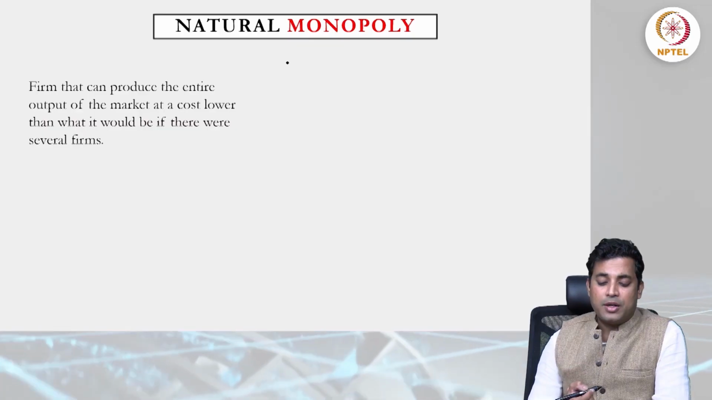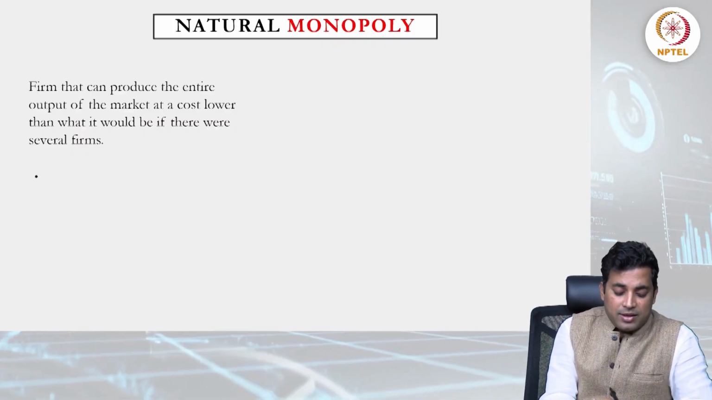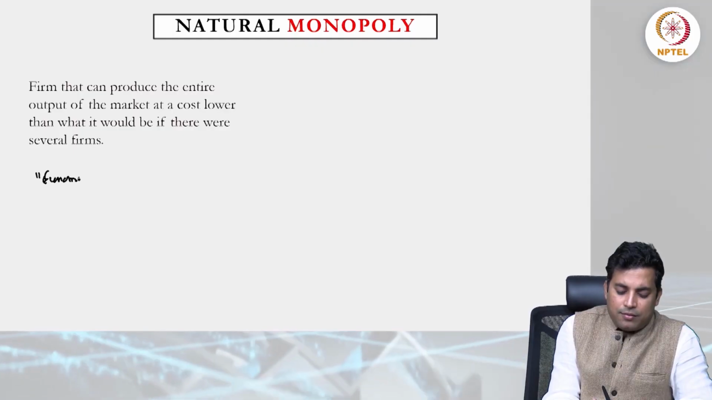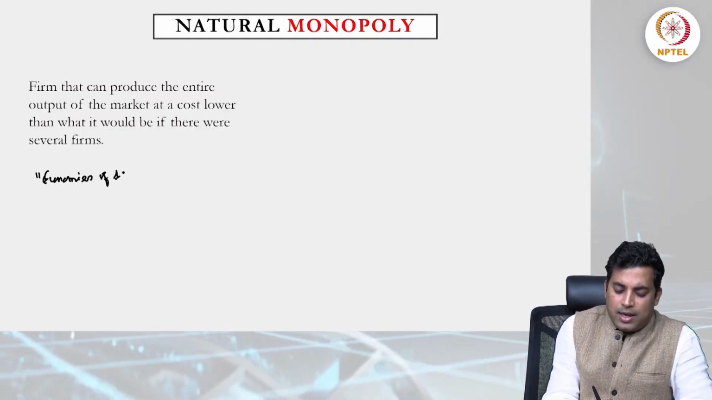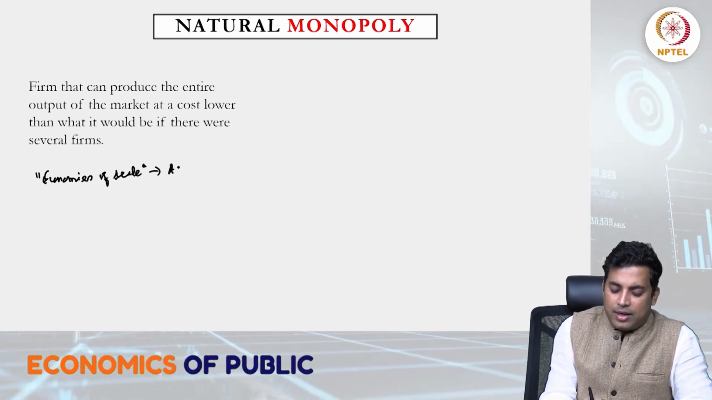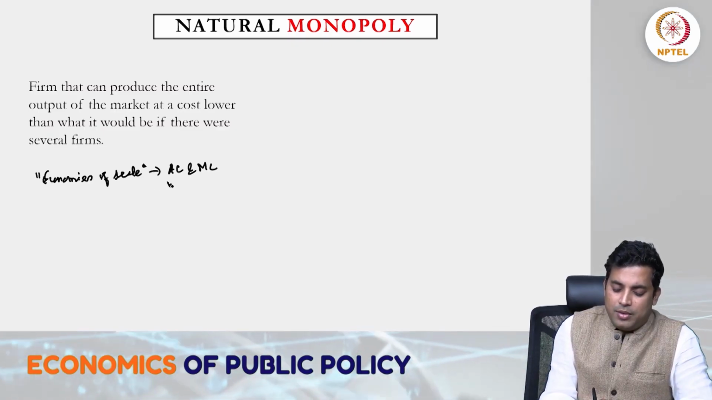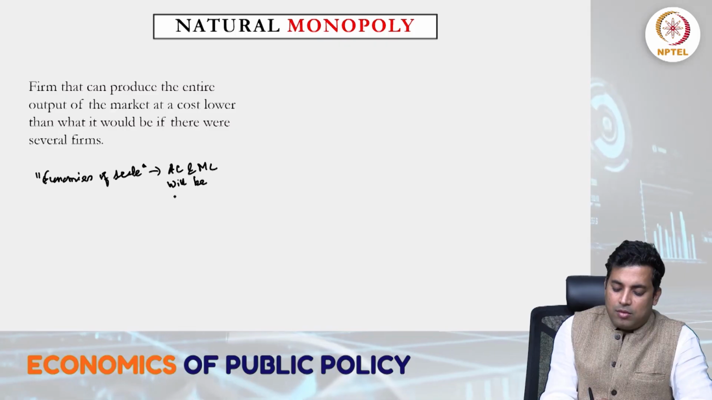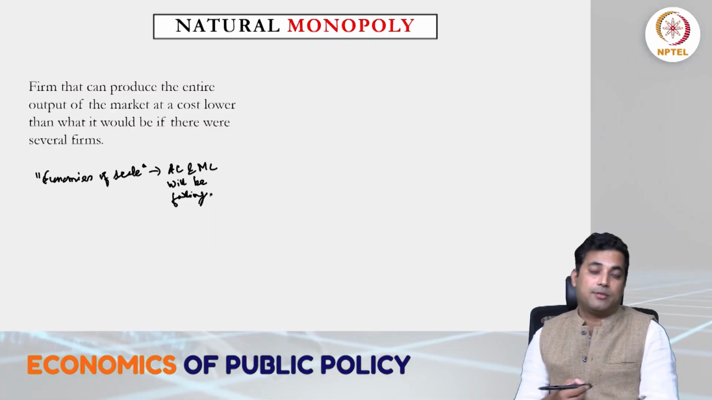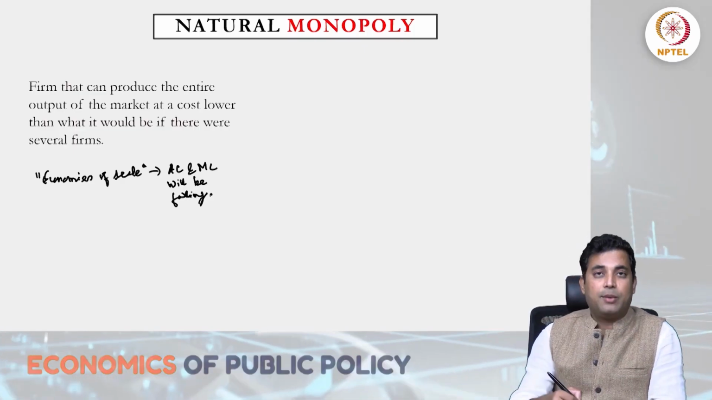Before coming to the graph, in a natural monopoly there is one condition, of course, the economies of scale. Under economies of scale, we know that average cost and marginal cost both will be falling. So that's what we say about natural monopoly. These will be the conditions.